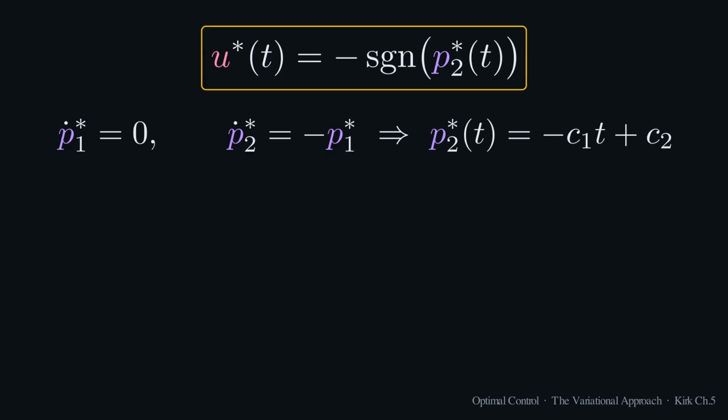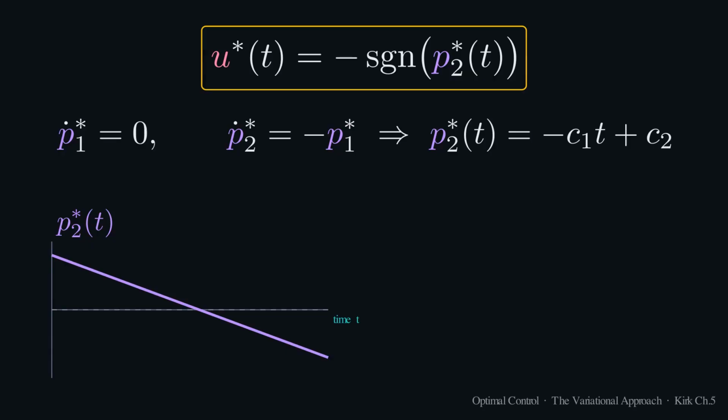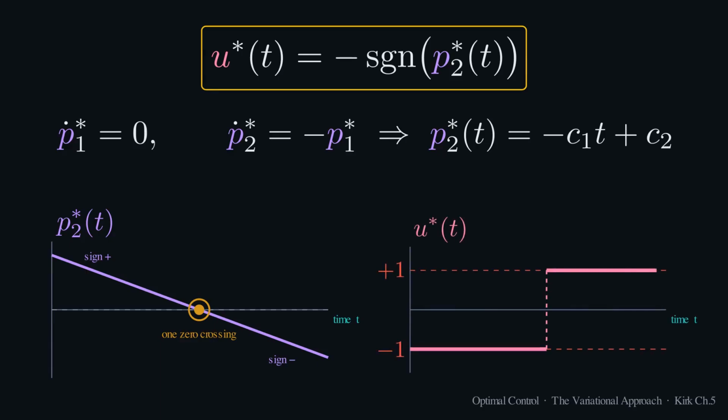Now watch the costate. Its equations give p1 dot equals 0. So p1 is just a constant. And p2 dot equals minus p1, a constant slope. That means p2 is a straight line in time, minus c1 times t plus c2. And a straight line crosses 0 at most once. So its sign flips at most once, which means the control switches at most one time over the entire maneuver. Full thrust one way, one flip, full thrust the other. That's the whole optimal trajectory.